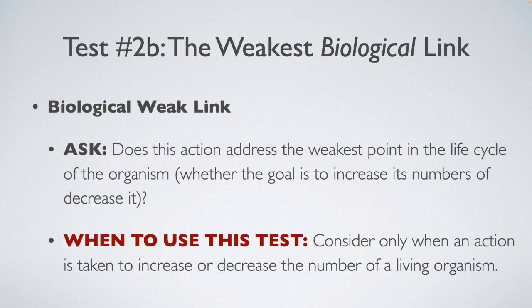As an example, if you were trying to grow more black soldier fly larvae for your chickens, or you wanted to reduce the presence of an insect pest, like ticks or mosquitoes, but in an ecologically healthy way, you would want to intervene at the point where that organism's life cycle is weakest. That's where you can exert the greatest leverage on either increasing its numbers or decreasing its numbers.